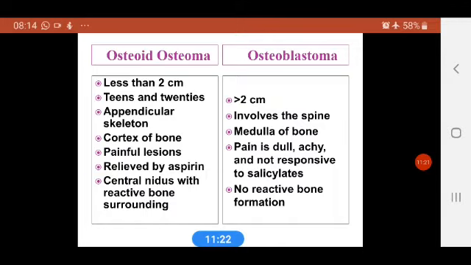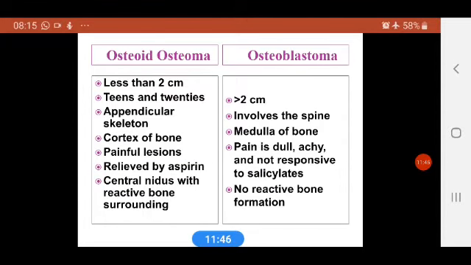Now, be it osteoid osteoma or osteoblastoma, these two lesions have a very similar morphology under the microscope. We decide on the basis of clinical significance, the site of the lesion and the size of the lesion, what we are dealing with. Otherwise, under the microscope, they look almost the same.